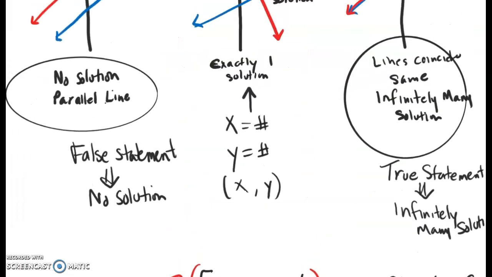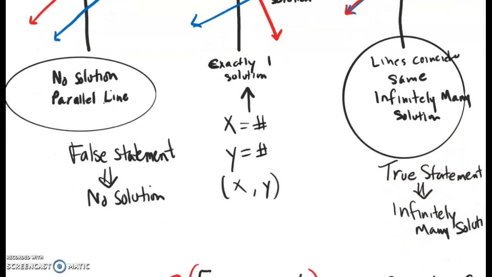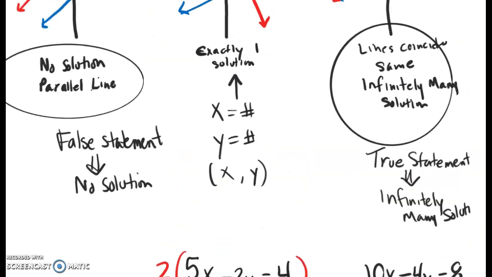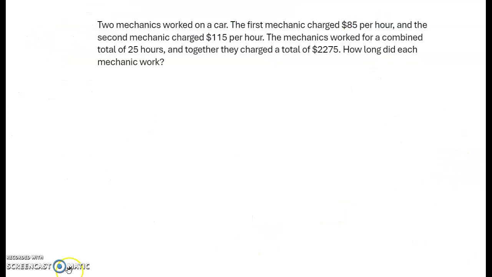When you're going to see that if this happens, you're going to end up with a true statement. So maybe it would say 0 is equal to 0. And that would be infinitely many. So let's take a look at a problem where we're going to see this in an application.